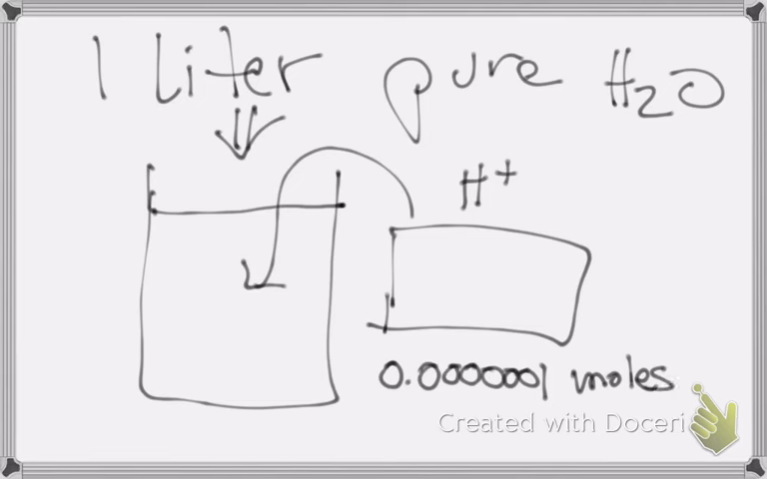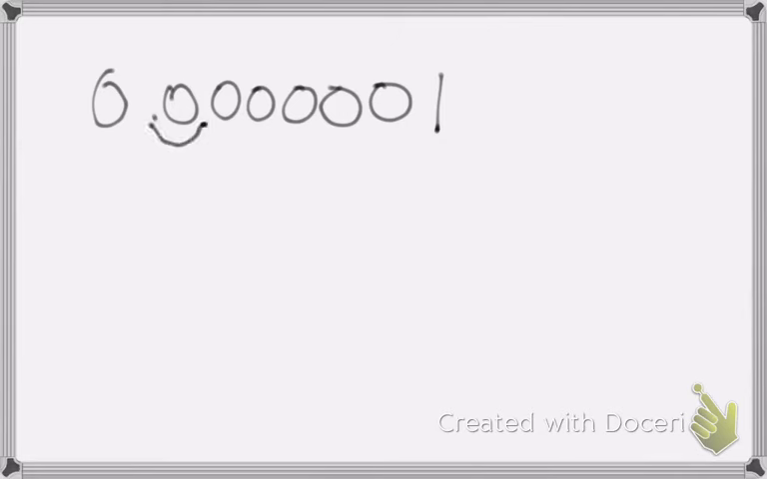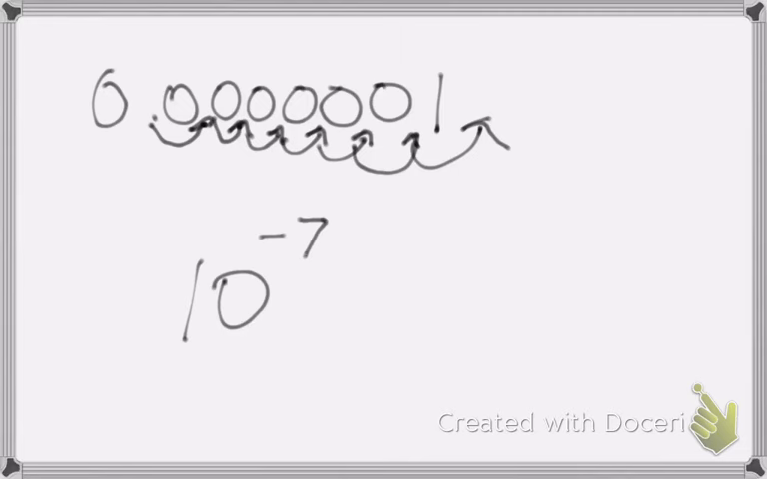How many zeros up there after the decimal? 6 of them. That's kind of a pain to write, so we're going to write it in scientific notation. 0.00000001. Let's count how many times we have to move that decimal to get it to be 1. 1, 2, 3, 4, 5, 6, 7. So I write that as 10 to the negative 7. That's scientific notation converted to exponents.